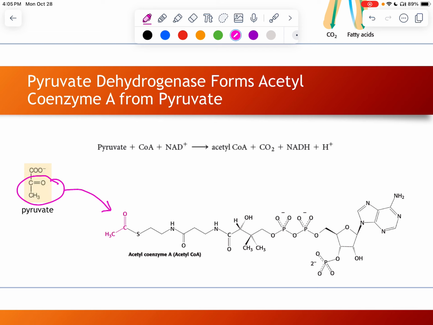Okay, we have this thioester linkage. It is thermodynamically unstable. It's a really high energy bond, but it's kinetically stable. It's got a high activation energy. It requires an enzyme to get past that.